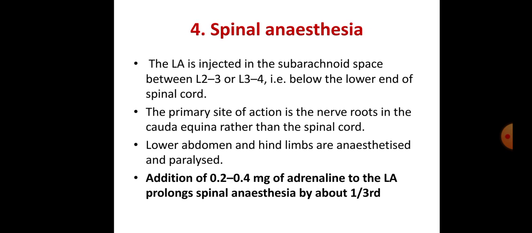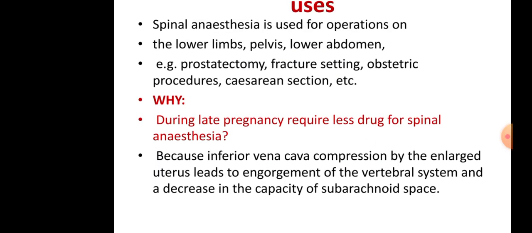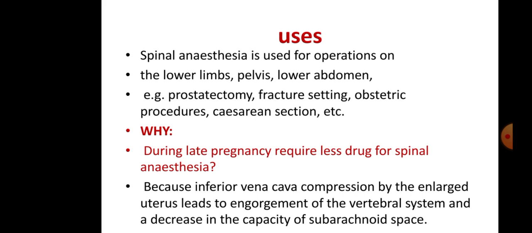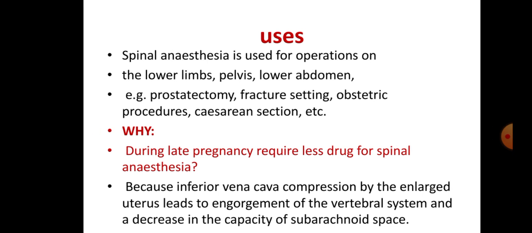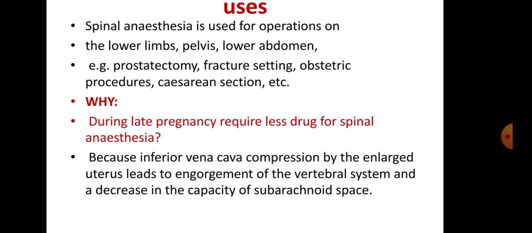So when we give this, spinal anesthesia is used for many kinds of operations in the lower part of the body, like prostatectomy, fracture setting, obstetric procedures, cesarean sections. So those involving the lower limb, pelvis and the lower abdomen. Okay, and during pregnancy, because of the inferior vena cava compression, there will be engorgement of the vertebral venous system, so the subarachnoid space capacity will be decreased. So the injection amount required becomes less.